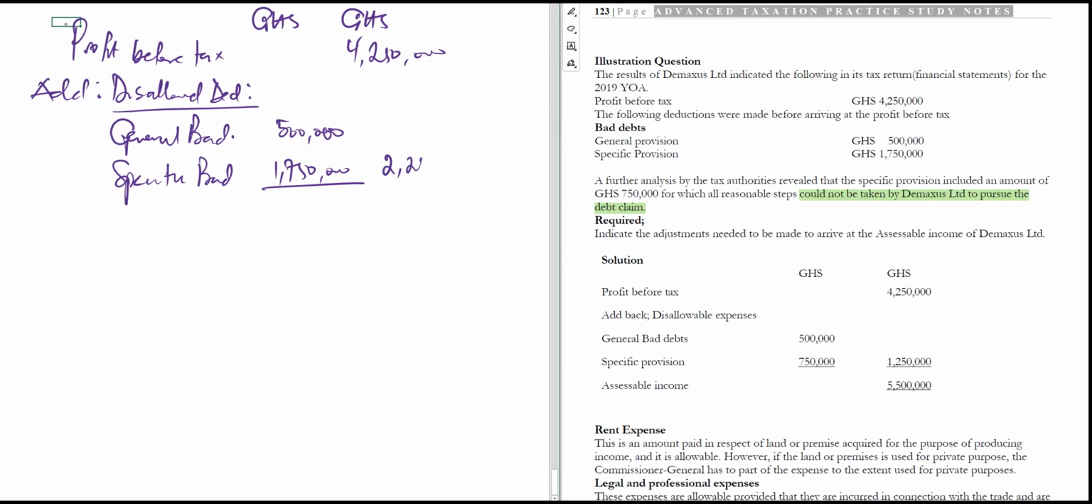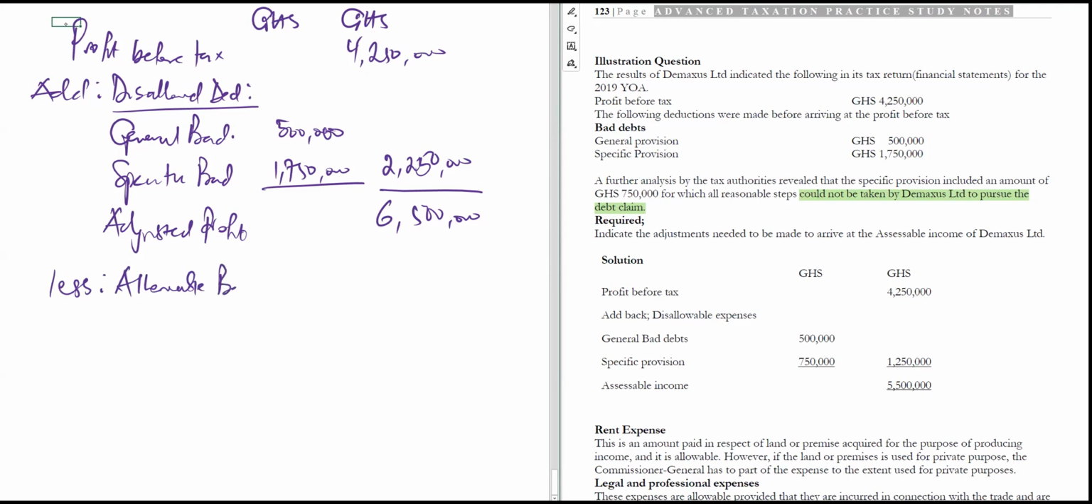To give us 2,225.50. Okay. So when we add it together, that gives us our adjusted profit, which gives us what? 6,500, right? Then we less allowable bad debt, right? Allowable bad debt. And the allowable bad debt is the specific portion which is allowable.